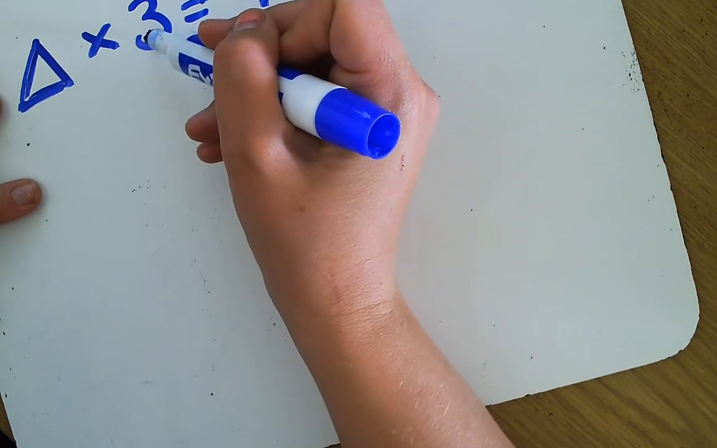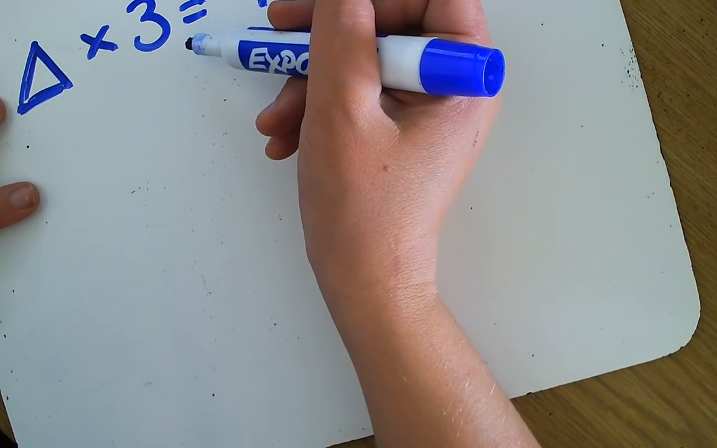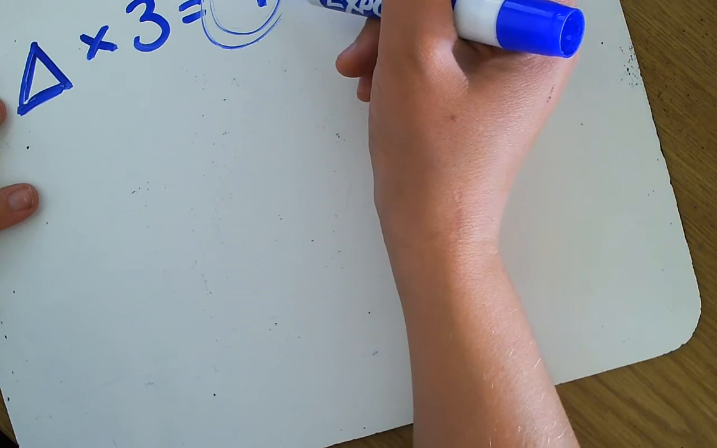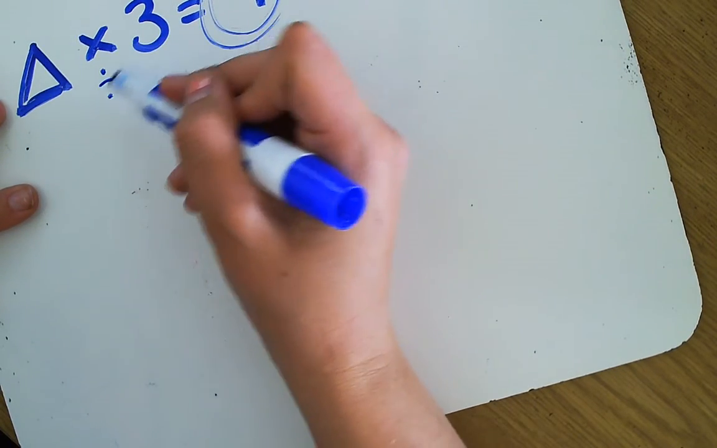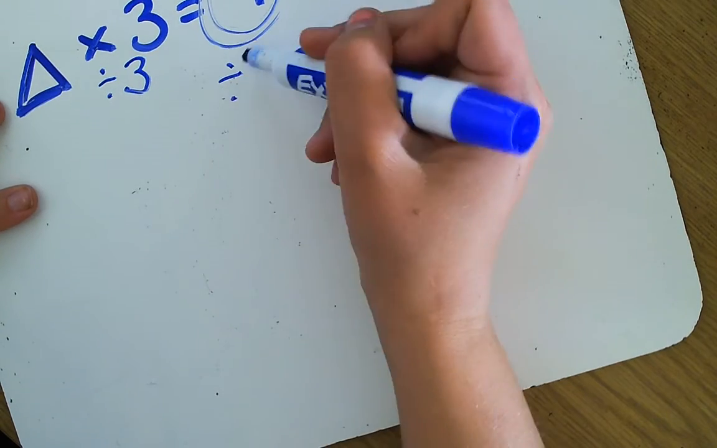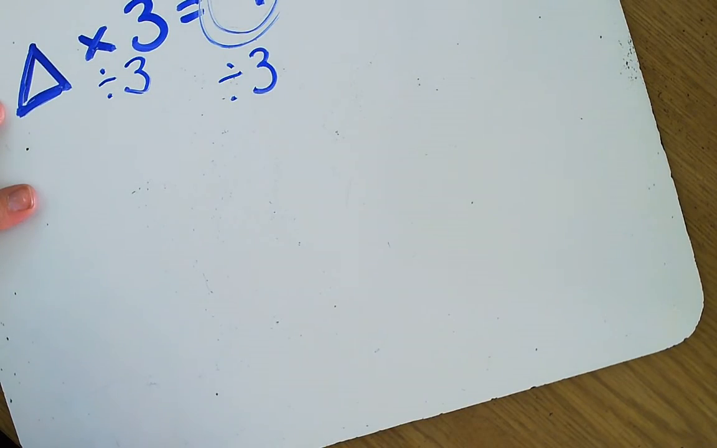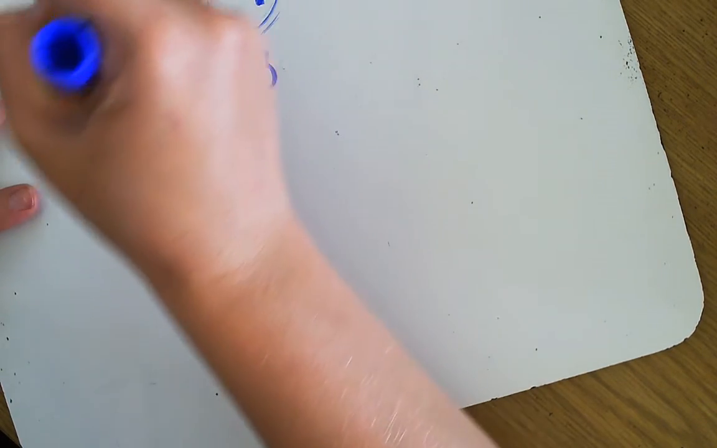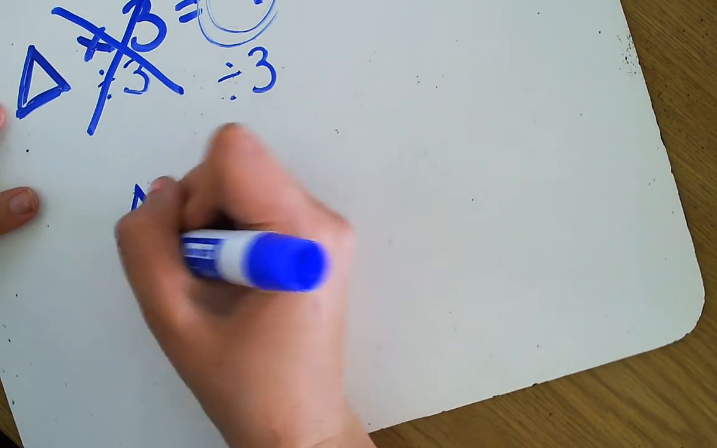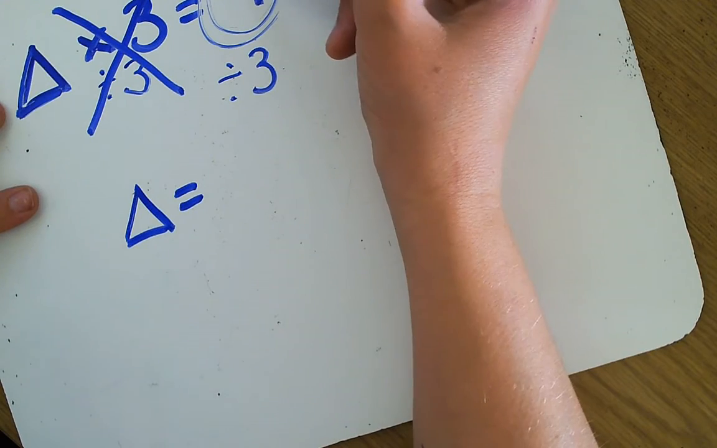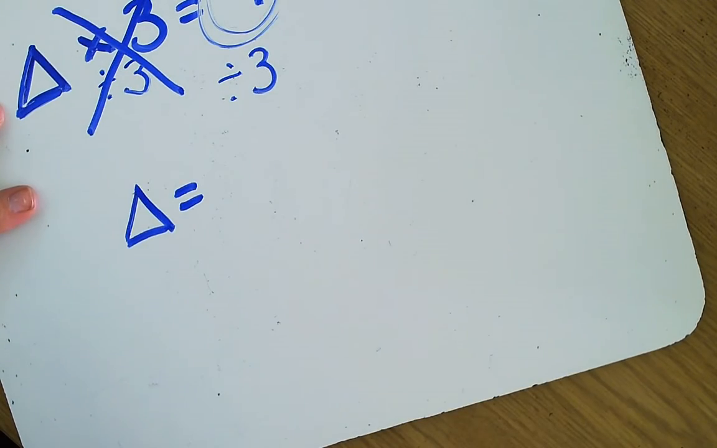if 2 numbers multiply together to equal a number, then I can take that answer and divide it by one of my factors. So if I times by 3 and divide by 3, that's going to cancel out. So my triangle is going to equal whatever 9 divided by 3 is.